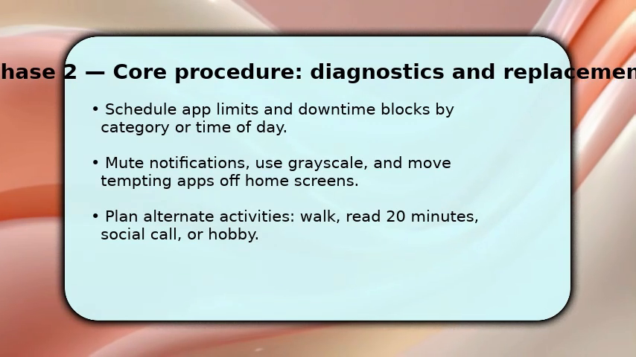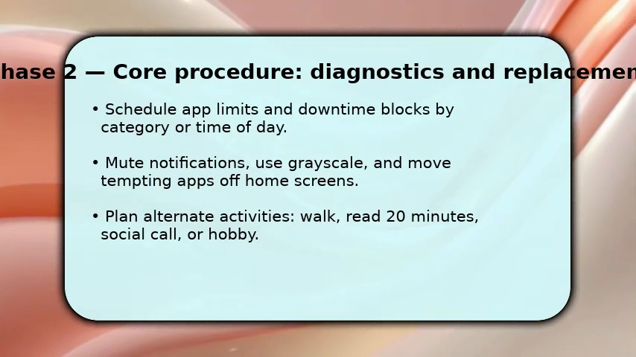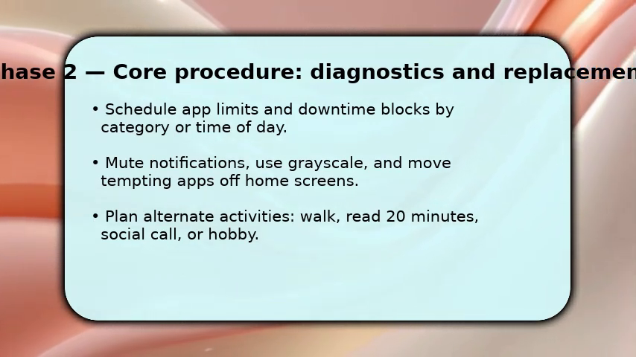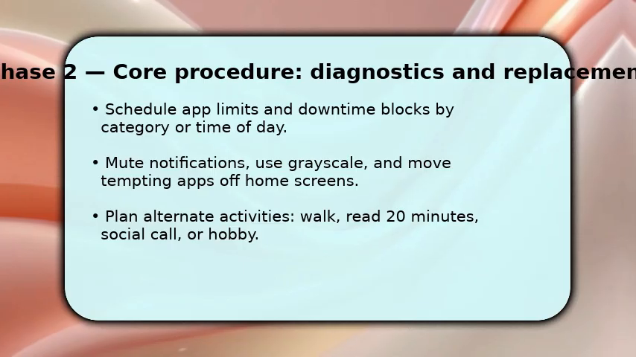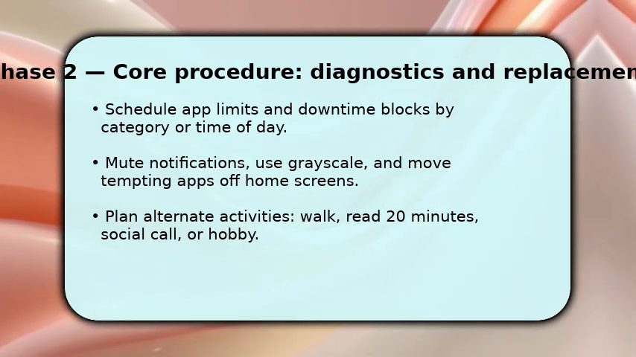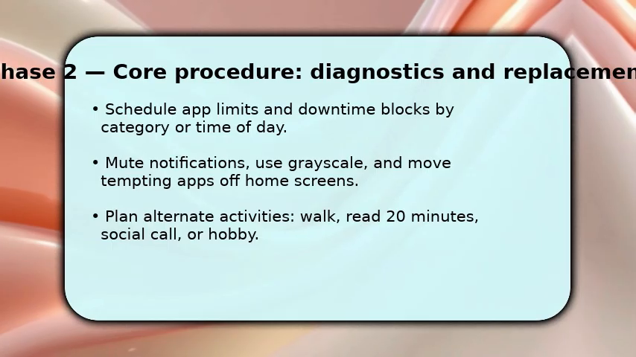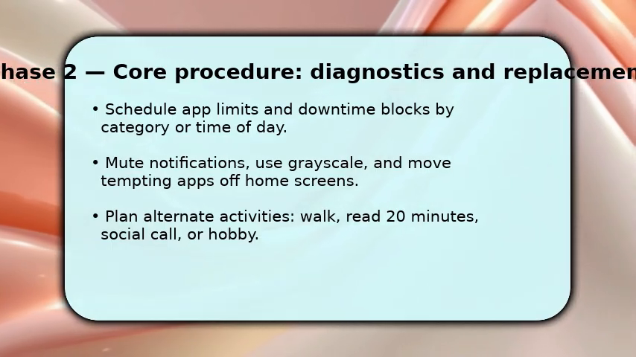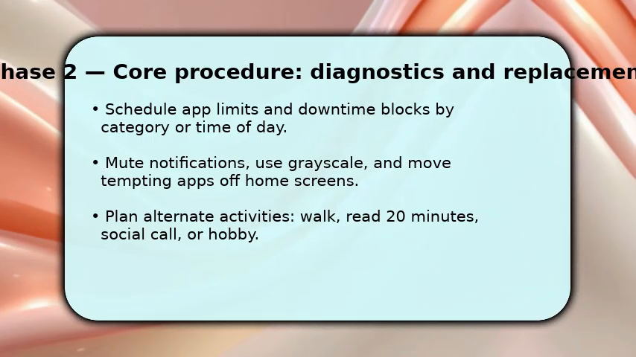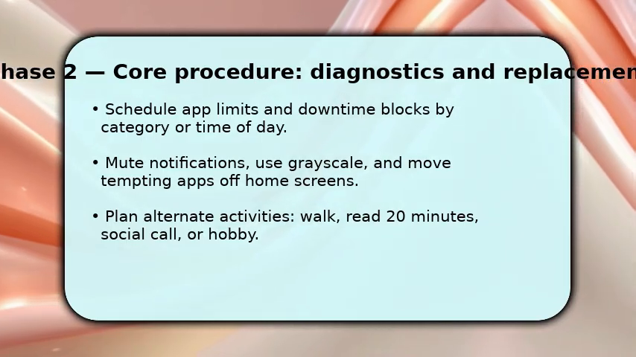Now you implement controls and substitutions. Set app limits and schedule downtime for evenings and focused work blocks. Once limits trigger, resist bypassing them for a week so habits form. Make notifications quiet and try grayscale to reduce visual pull, and move the most distracting apps off your main screens.